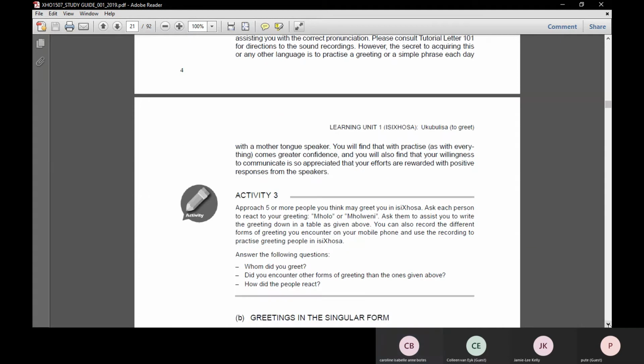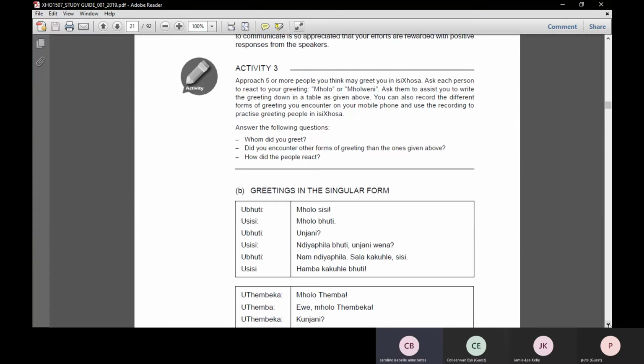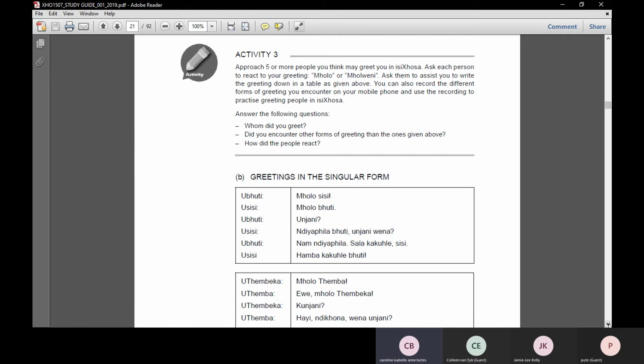Mr. Putte, you say Salani kakuhle to her. Sorry? Oh no, okay, that's for plural. No, salani kakuhle means, like you said, that's plural. Sala kakuhle, you're talking to one person, Mrs. Potelwa alone. But if you're saying goodbye to Mrs. Potelwa and her students, you will say salani kakuhle. That's plural.